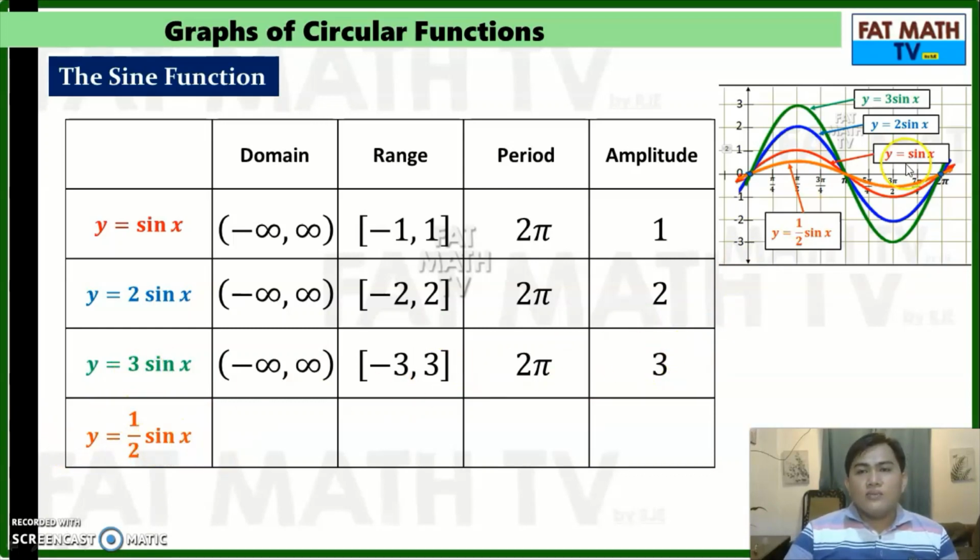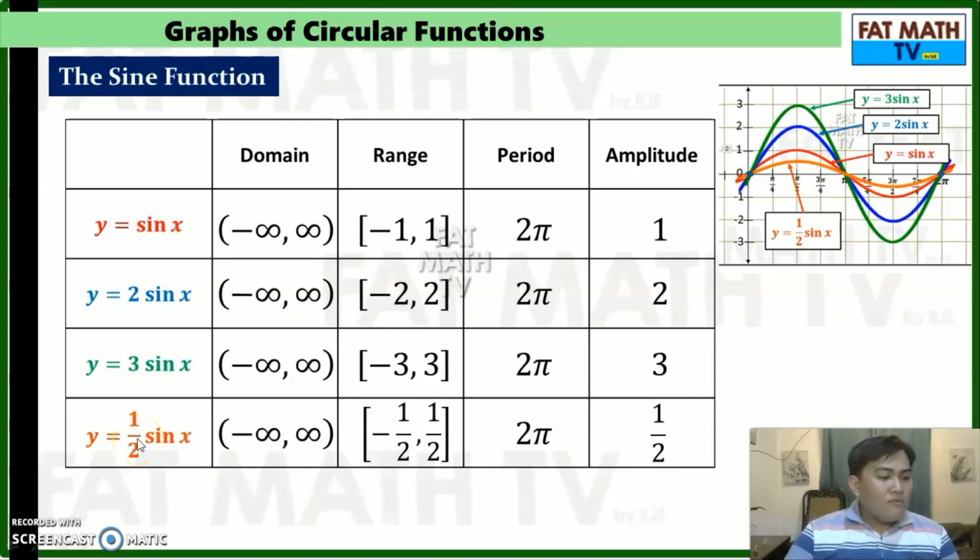And for y equals 1/2 sine x, the domain is still the same. The range this time is just from negative 1/2 to positive 1/2. Lowest here is at negative 1/2 and highest is at positive 1/2. And then it has the same period, and the amplitude is 1/2. That's the absolute value of 1/2. Okay, let's have more examples.